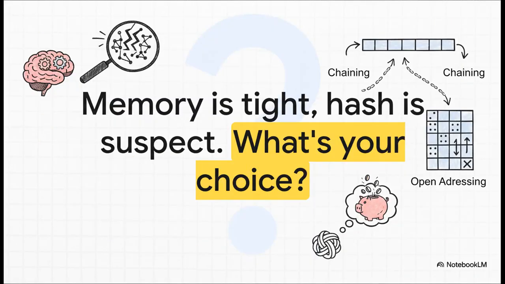And I'll leave you with a little puzzle to think about, a classic engineering trade-off. Imagine you're in a situation where your memory budget is tiny, you have to be as efficient as possible, but you've got a bad feeling that your hash function might not be that great. So, what do you pick? What are the risks you're willing to take?